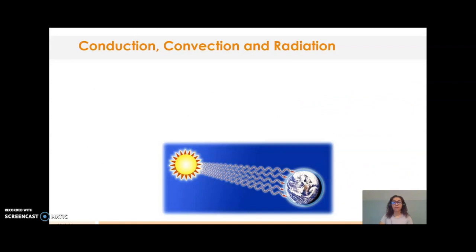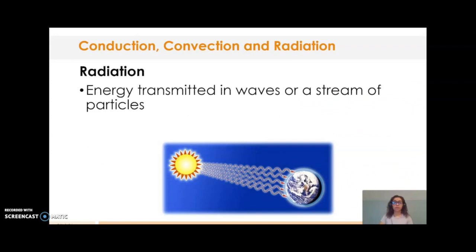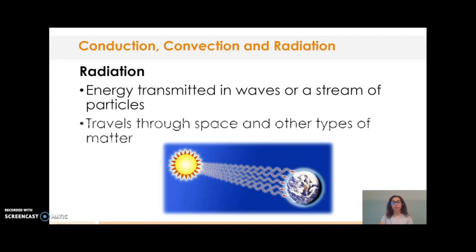The last one we have is radiation. This is when energy is transmitted in waves or a stream of particles, and it's able to travel through space and other types of matter.